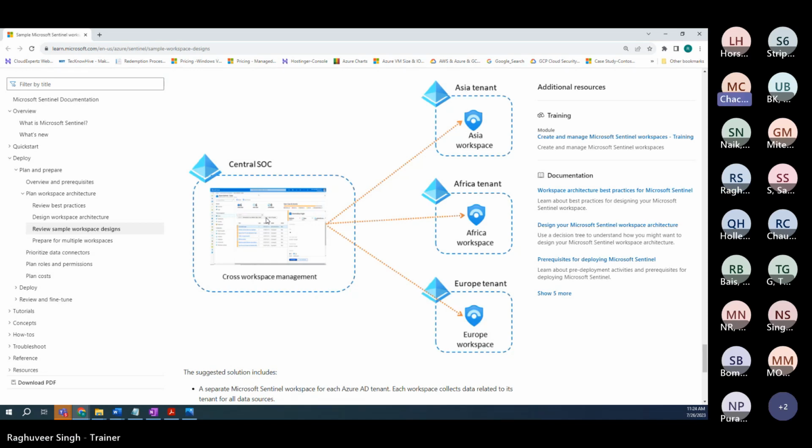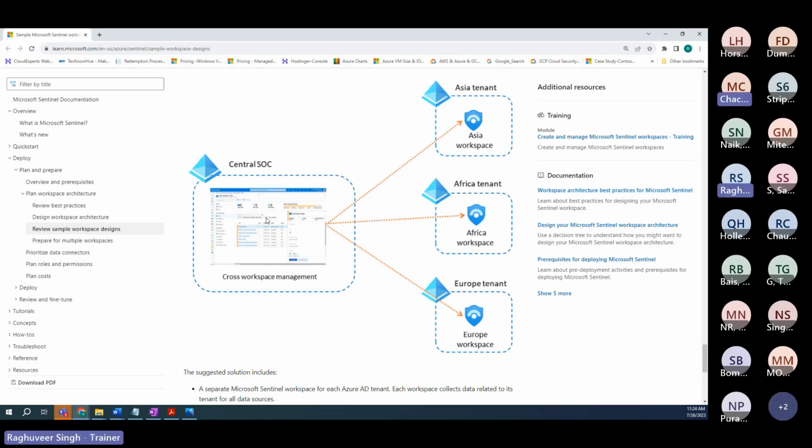I believe there will be two, one for Europe, and for Asia and Africa it will be in US. No, it will be one because it's a centralized workspace management. See here, my Sentinel instance will be in Europe, which means all my workspaces will be integrated in Europe. So in Europe, inside the tenant, there will be a subscription in Europe in which I will be integrating it.